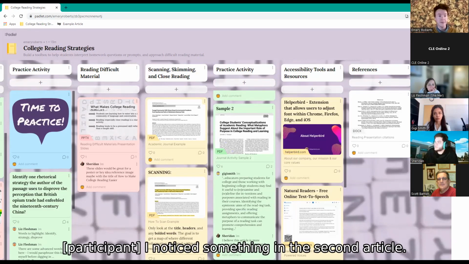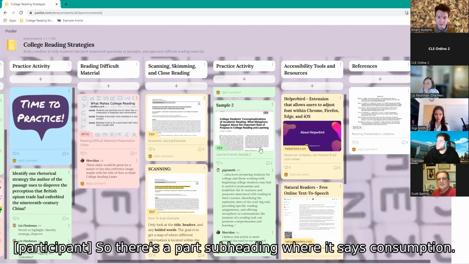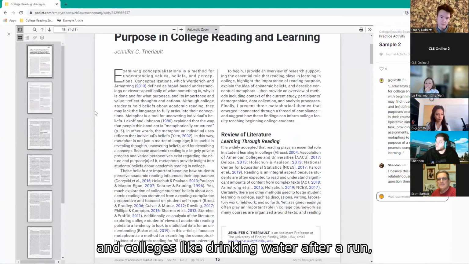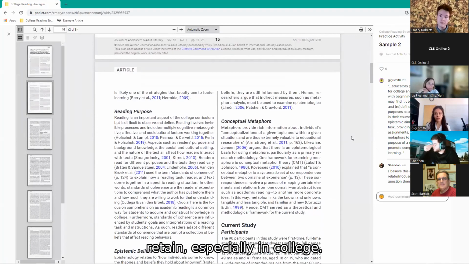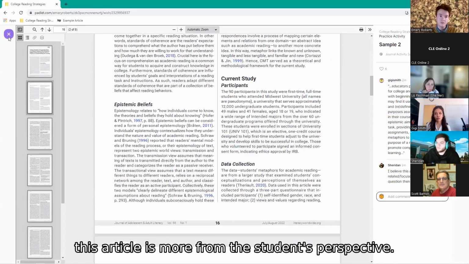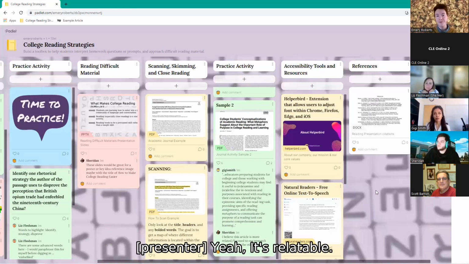I noticed something in the second article. Yeah, go for it. So there's a subheading where it says consumption. And one student wrote, academic reading in college is like drinking water after a run. The more you read, the more information you retain, especially in college. So that's a very good metaphor. And this article is more from the student's perspective. Yeah. And so it's relatable.